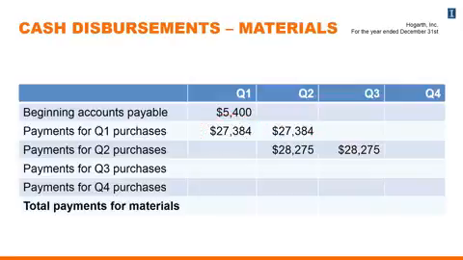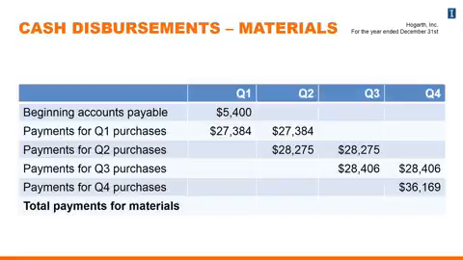The same story applies for quarter two purchases. 50% paid in the current quarter, 50% reserved as accounts payable until the next quarter, and so on and so forth in terms of thinking about quarter three purchases as well as quarter four. Some of quarter four's purchases serve as ending accounts payable balance at the end of this current year and will be paid in the first quarter of the next year.